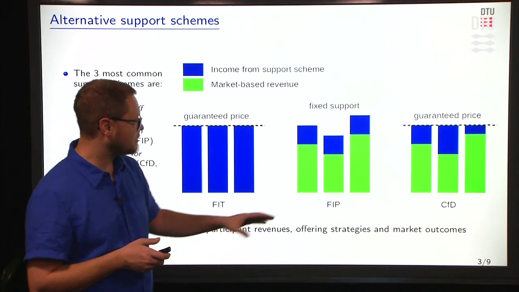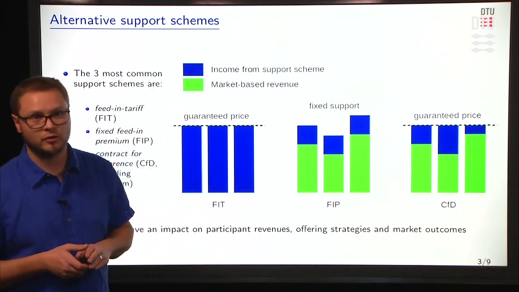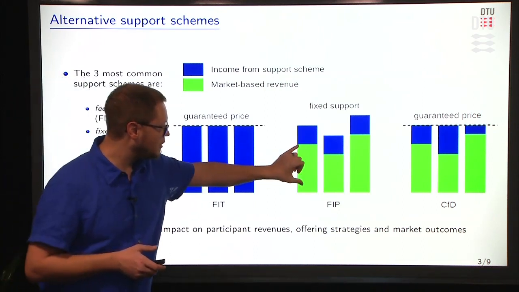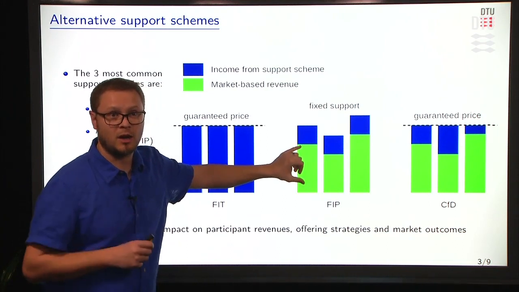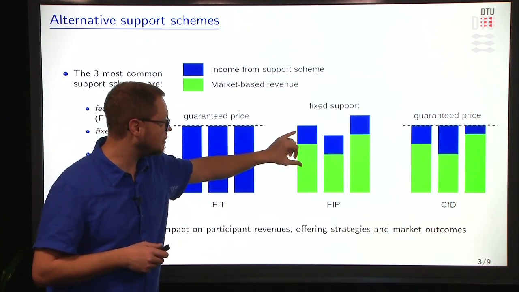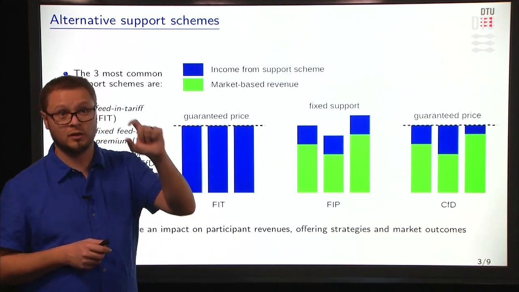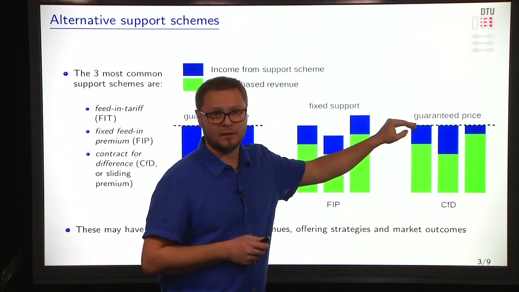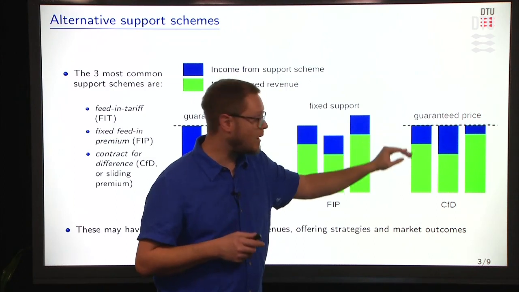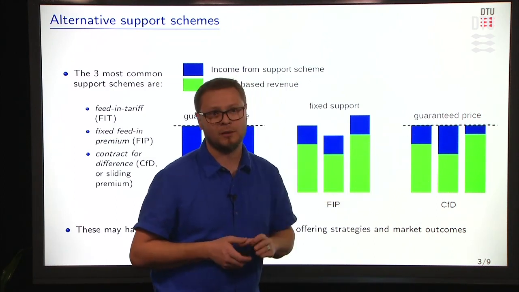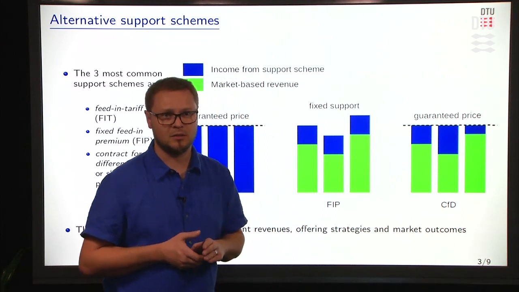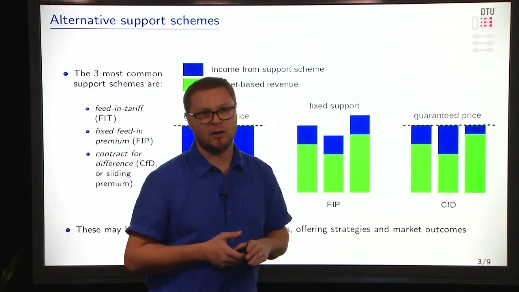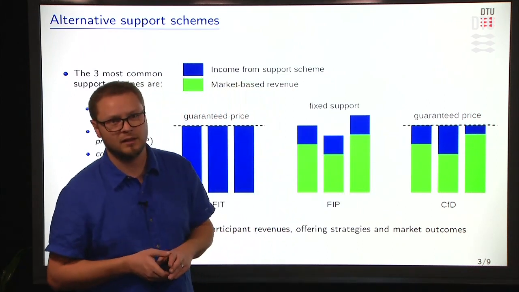In the second case, with the FIP, you get a fixed support. You're getting market-based revenue, you are being scheduled through the market, but on top of the market-based revenue, so the market clearing price times your amount produced, you will receive this fixed support coming on top. In the last situation with the CFD, you have a guaranteed price, but in terms of revenue streams, you combine market-based revenue and revenues coming from the support scheme. What the support scheme is doing, it's compensating for any difference between the market-based revenue and the guaranteed price. So it's just going to stretch depending on the market outcomes.